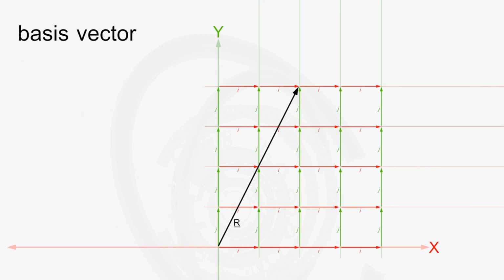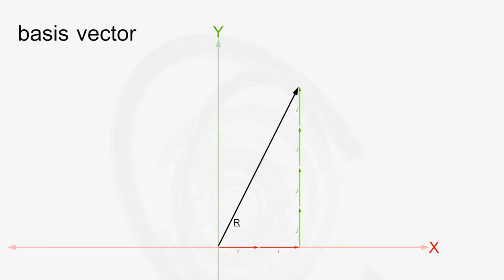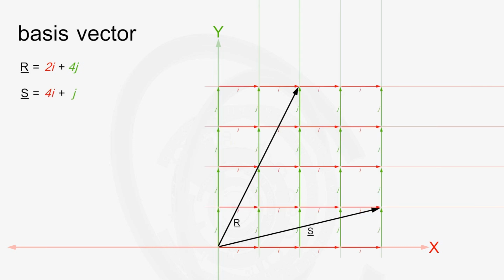Let's now learn how to represent any vector in terms of these unit vectors. By looking at vector r, we can see that this vector has 2 blocks over the x-axis and 4 blocks over the y-axis. Then this vector can be represented as 2i plus 4j. Following the same procedure, we can represent any vector in the 2D plane in terms of these 2 unit vectors.